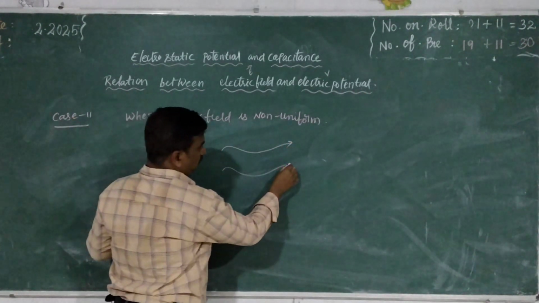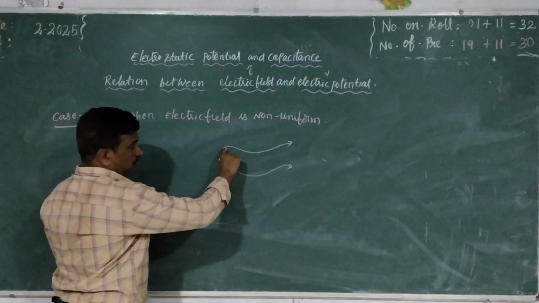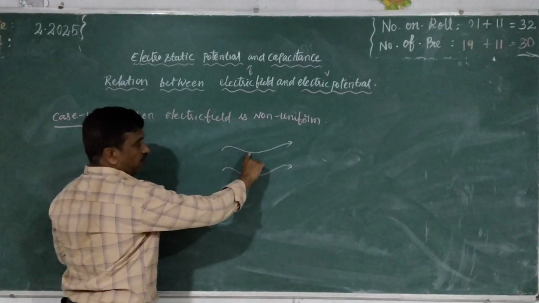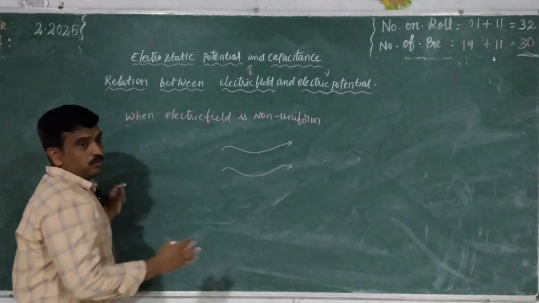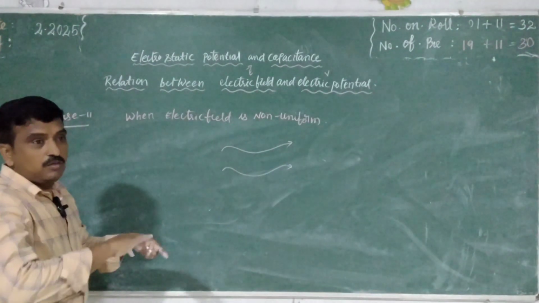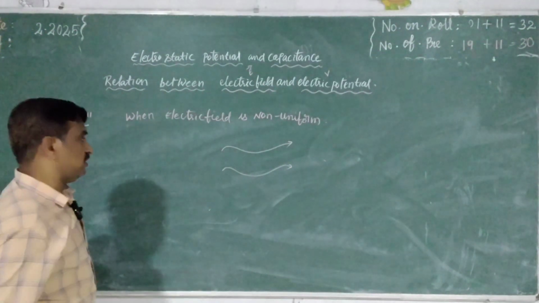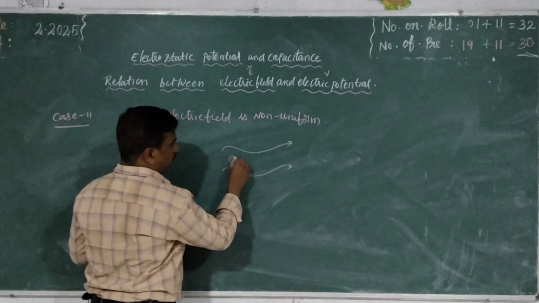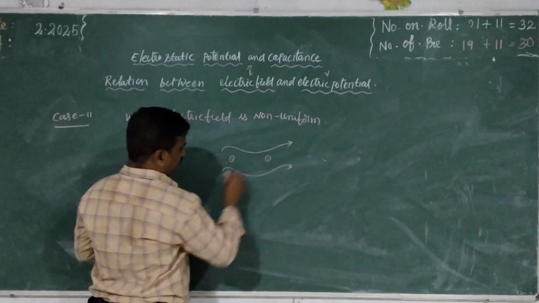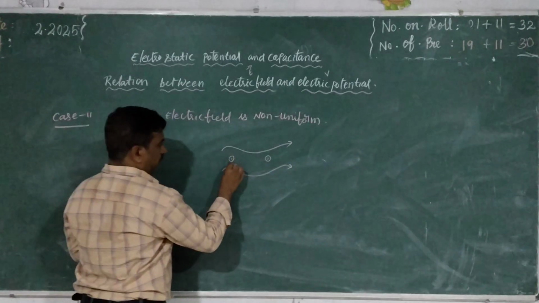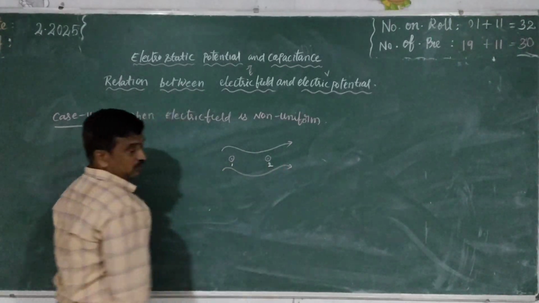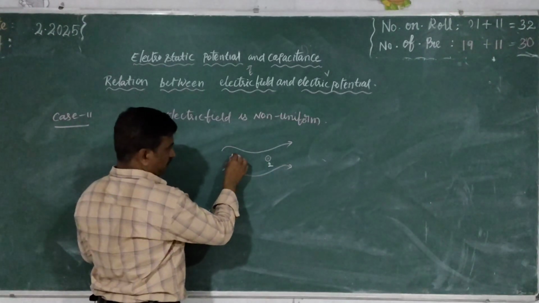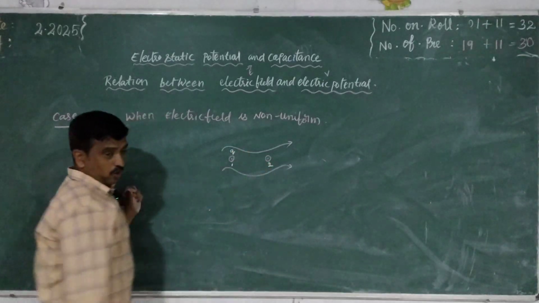See here, where it is closer the electric field is more, far away the electric field is less, which means non-uniform. So the electric field is maximum, minimum, maximum, like this. In this case we can select 2 points. This is the first point, this is the second point I select. A charged particle is moving from here to here, in a non-uniform field.